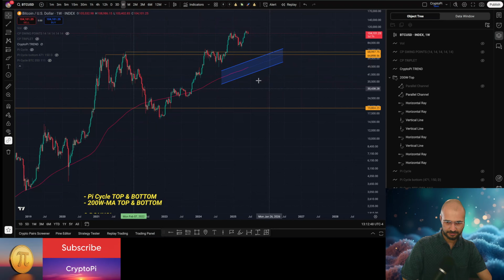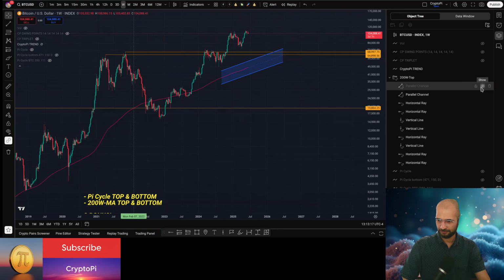If the 200-week moving average maintains the same velocity or slope, when would we see a top according to the 200-week moving average top indicator? If this continues to go this way, it comes around at this point, which is next year, June 2026.